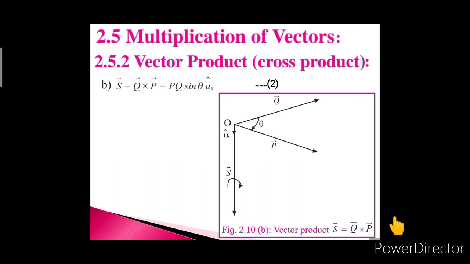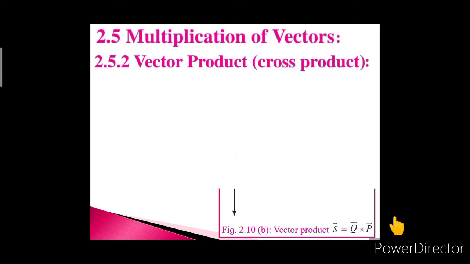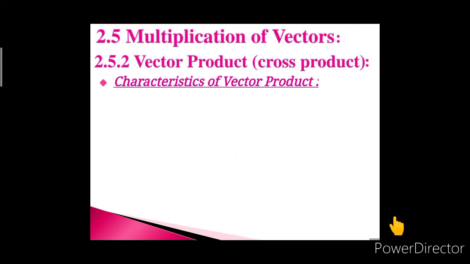So, in general, two vectors, vector P and vector Q, are multiplied and give the result as a vector, that is vector R, and vector R is equal to vector P cross vector Q, which is equal to PQ sin theta into UR cap, where PQ sin theta is the magnitude of the vector R and UR cap is a unit vector perpendicular to the plane containing these two vectors, which gives the direction of vector R. Now, next let's see the characteristics of vector product.